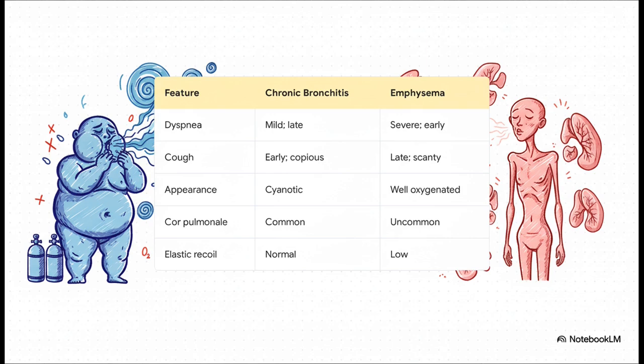You have the blue bloater, the patient with chronic bronchitis who is struggling with low oxygen and a productive cough, and you have the pink puffer, the patient with emphysema who is thin, breathless, and fighting for every single breath by puffing their lips. Now, these are classic stereotypes, of course, but they really help you understand the underlying pathophysiology.